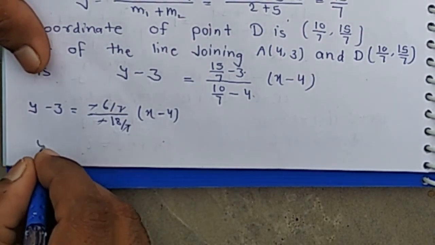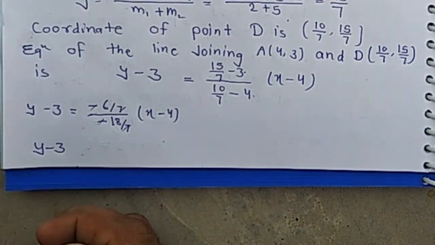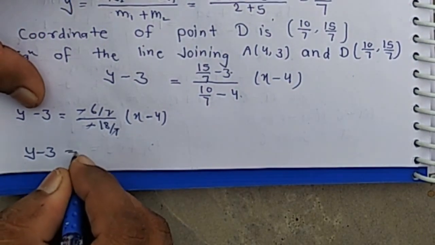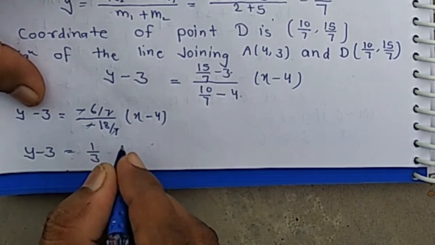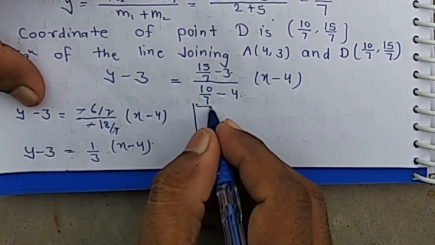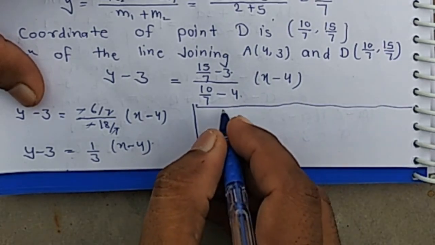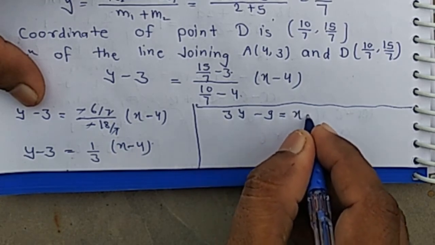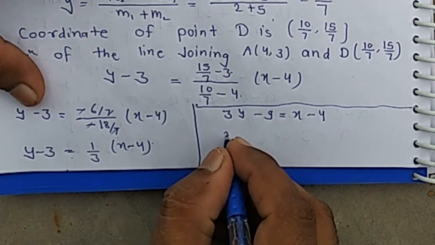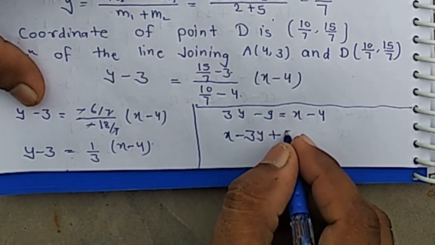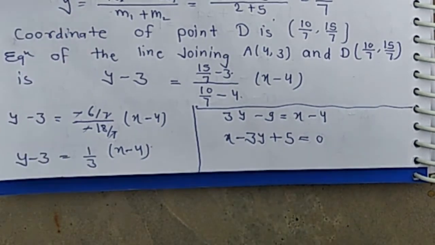and 6 into 3 is 18. Then y minus 3 is equal to 1 by 3 times (x minus 4). Now 3y minus 9 equals x minus 4, and we have x minus 3y plus 5 equals 0, which is the equation of AD.